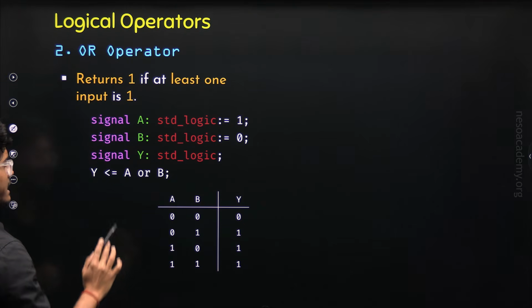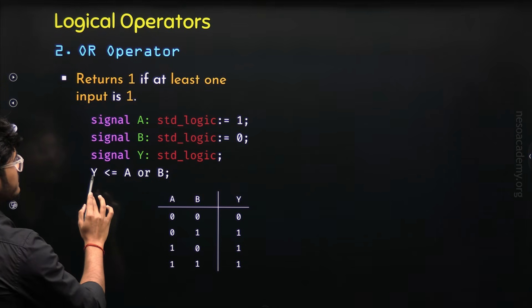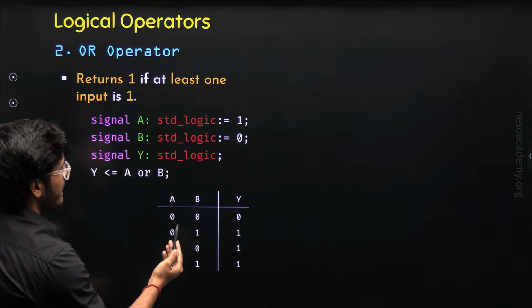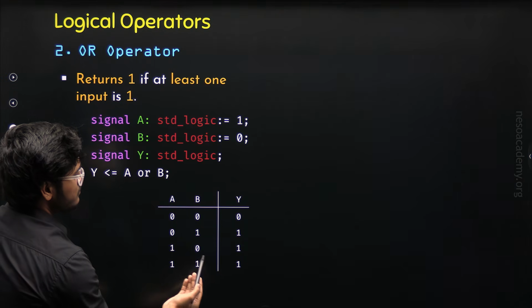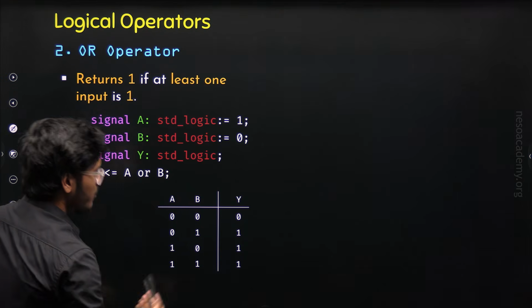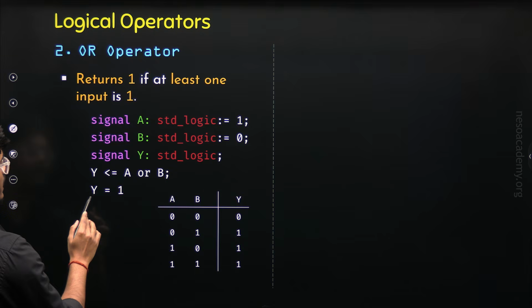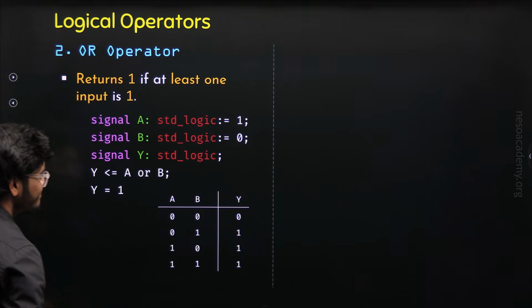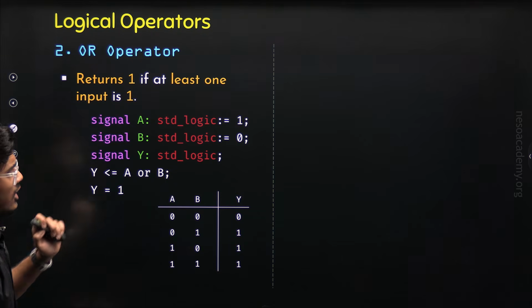So here I am assigning A or B inside this signal Y. Now A is 1, B is 0, so the output will be 1. Therefore, this signal Y will have the value 1. So this is OR operator.